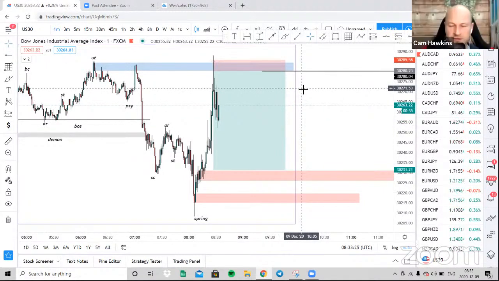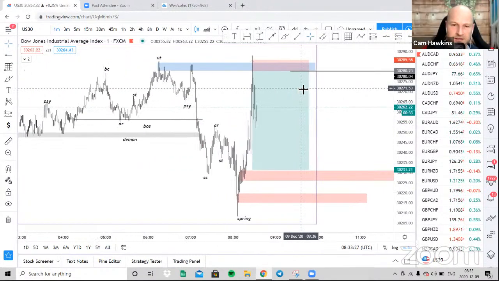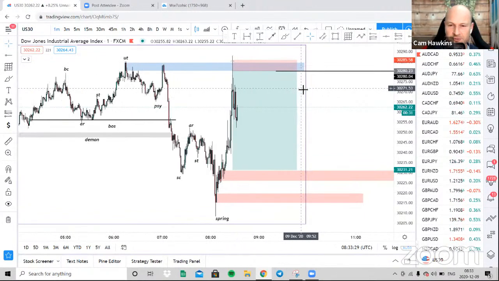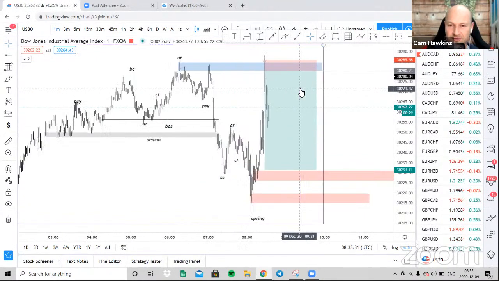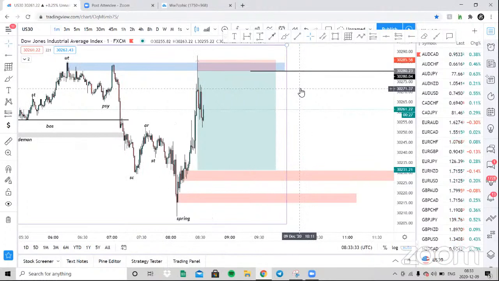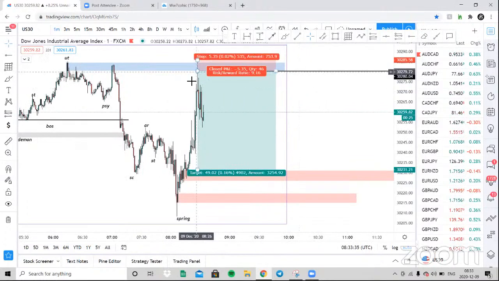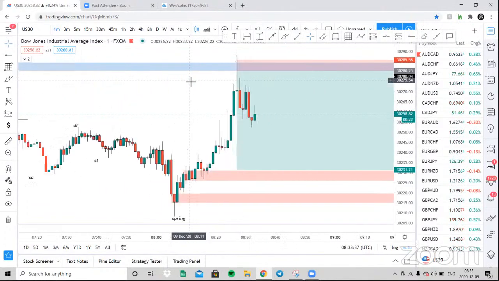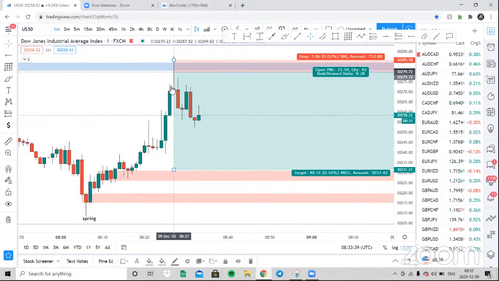Now, question. Sorry, I just noticed something, mate. You've got the red arrow at the top. It looks like it's hit the stop loss on that. No, no, that's the wick. That's the wick. I took it right here when the candlestick.